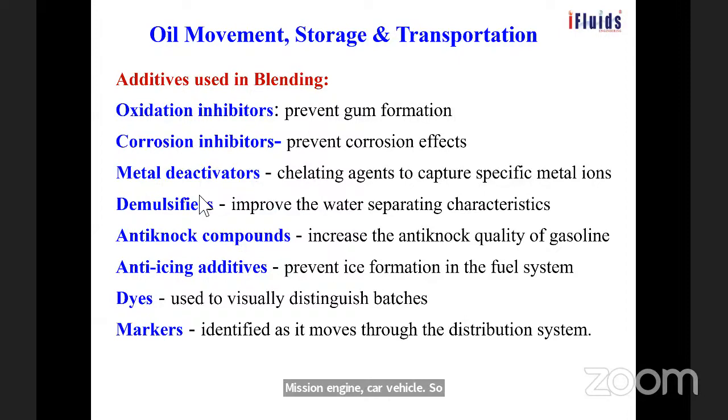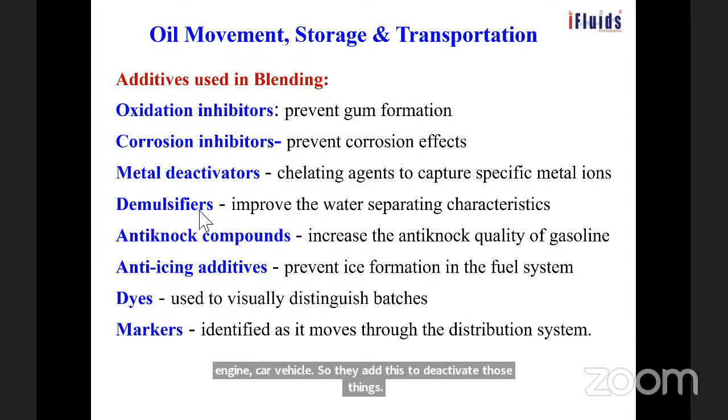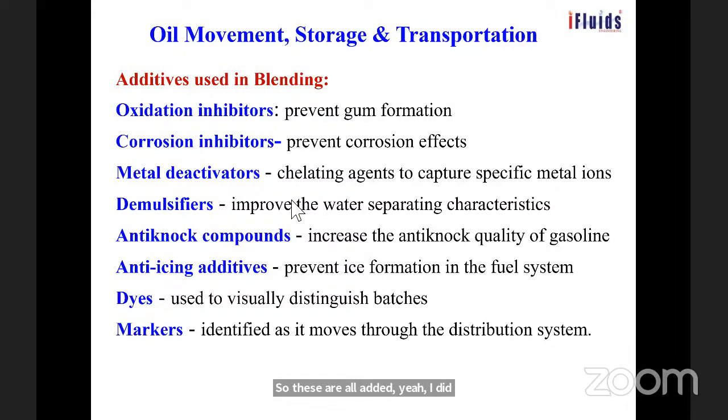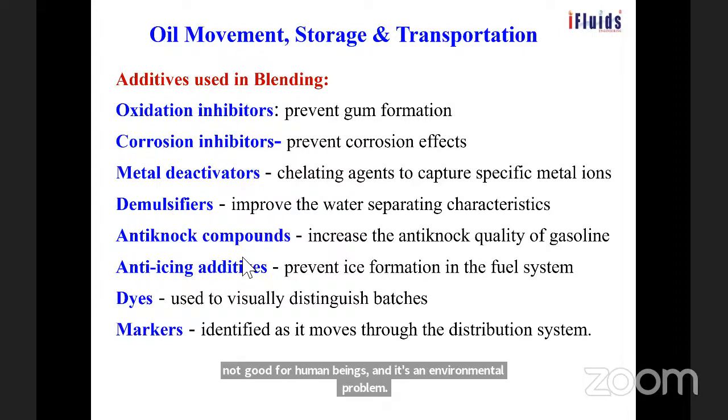So these are all added. And emulsifiers are added to avoid any emulsification of gasoline. Mainly, these additives are used for gasoline, but they are used for other purposes also. Anti-knock compounds, which I already told you, increase the anti-knock quality of gasoline. In the olden days they were using tetraethyl lead, TEL, but now it is banned because TEL is not good for human beings, and it's an environmental problem, so it is dropped. To overcome that, they use other means.